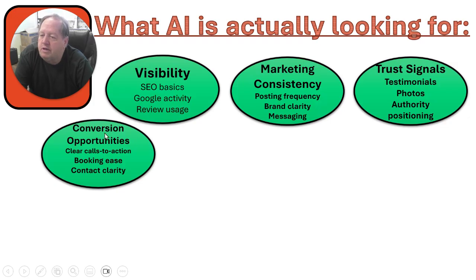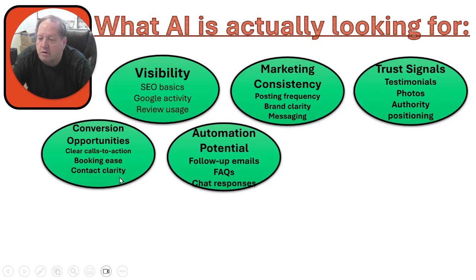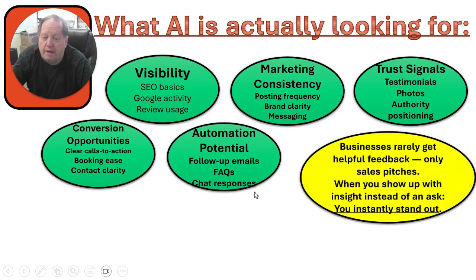It's looking for opportunities for them to convert more business. Does their marketing have a clear call to action? Does it have the ability for a prospect to book? You'd be shocked at how many people's phone numbers are in the bottom corner of their websites, right? They don't have a Calendly link where people could get on their calendar. Is there clarity about who to call, what times they're open, those kinds of things? Further, is there automation there? Do they have follow-up emails? Do they have frequently asked questions? Do they have an AI chatbot, right?